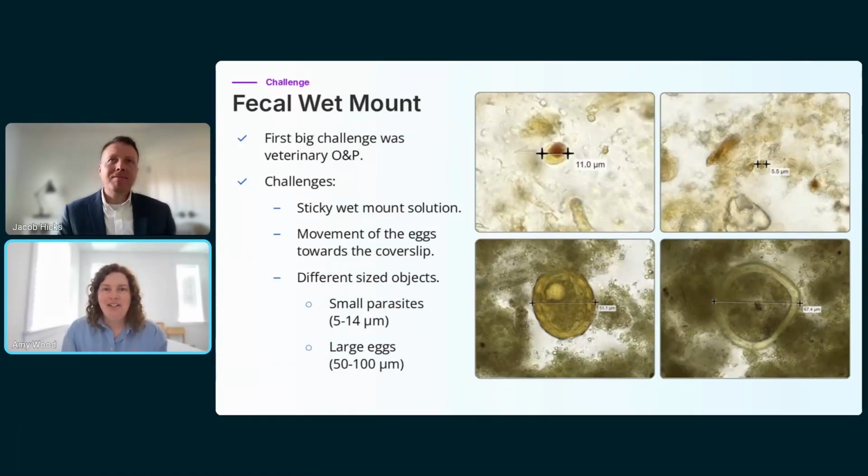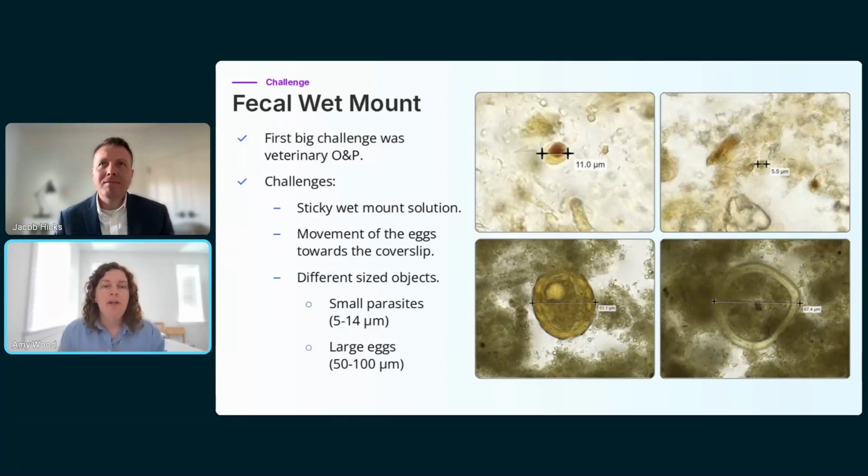And then here you can see on the top we have, oh, sorry, as I was saying, some kind of flowed up and some flowed down. And so that makes it hard to find the right layer. And then as you can see on the top here, we have some really small images or small objects that we're looking for. These can be from 5 to 14 microns.